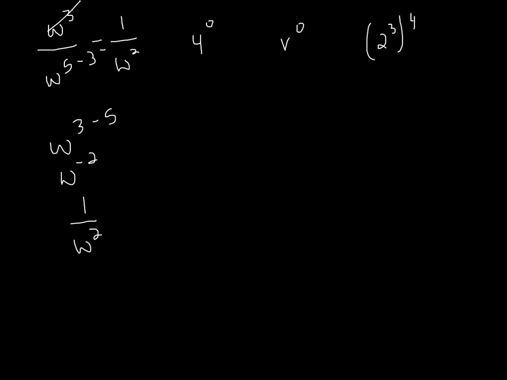Okay, so anything to the 0 power is always 1. So 4 to the 0, 1. V to the 0, 1. Doesn't matter what it is. If it's to the 0 power, it's 1. So those are pretty simple.